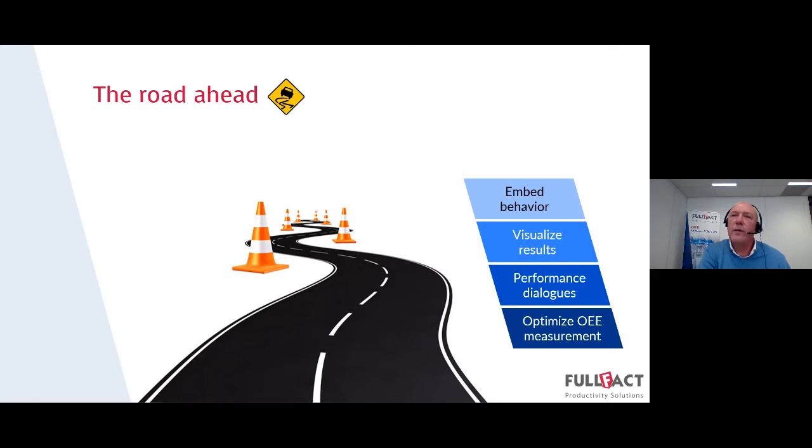When you embed behavior, then in the end you get continuous improvement, because everybody understands why you do it, and you do it almost automatically. You don't have to think about it. You see things, you can correct them. So this way is the road ahead.